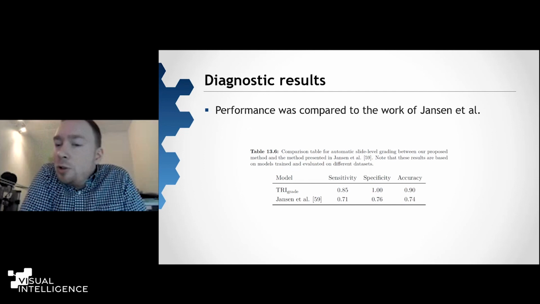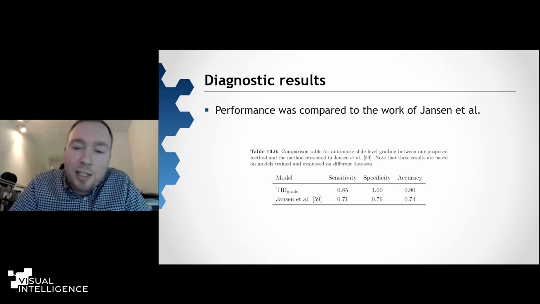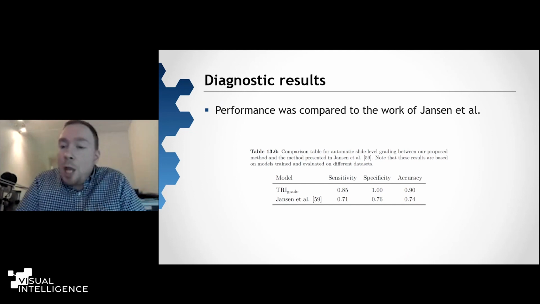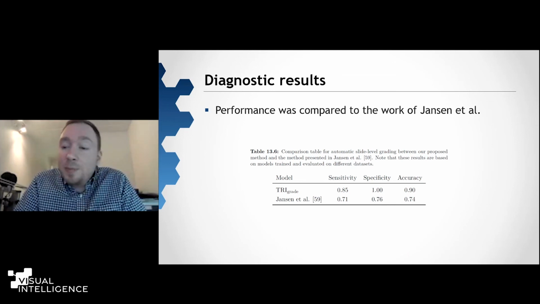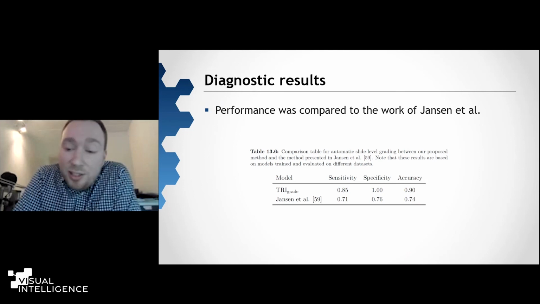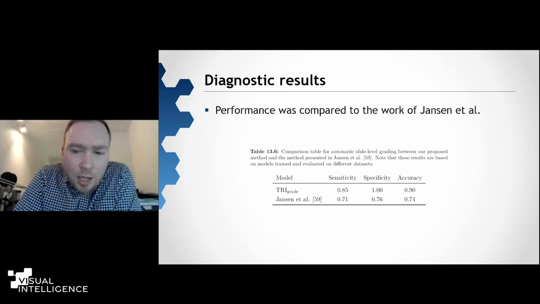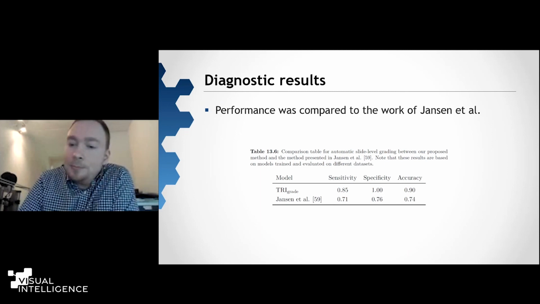The results were also compared to the work of Janssen. The results are not directly comparable as they are evaluated on different datasets. However, both works are carried out on a similarly sized dataset. They are using the same grading classification system, and they are split into training, validation, and test set with similar size. And as we can see, our proposed model outperformed the work of Janssen with our result of 90% accuracy.